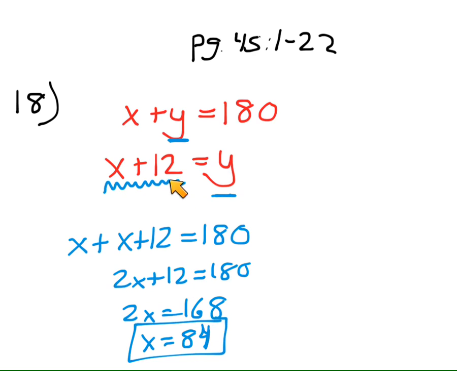Then to find the other angle, you can just plug in x in either one of these equations. Right? If I plug in x here and add 12 to it, that's going to be the other angle. So the other angle would be 96. Doesn't matter which one's y, which one's x. It just asks for the two angles. Okay. That's 18. Questions on that one? 84 and 96. They add to 180, and one of them is 12 more than the other.